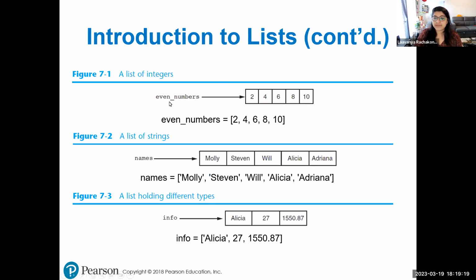Here is an example of a list of all integers. You have even numbers equal to 2, 4, 6, 8, 10, which are placed inside the square brackets, and each element is separated by a comma. Same thing with names: you have all string data here. And here, info is a mix of different data types. You have the string Alicia, the integer 27, and the floating point number 1550.87 as the third element in your list.